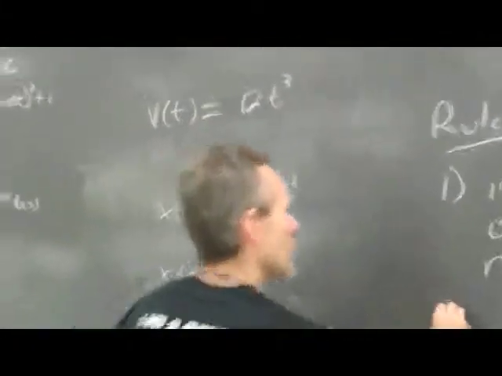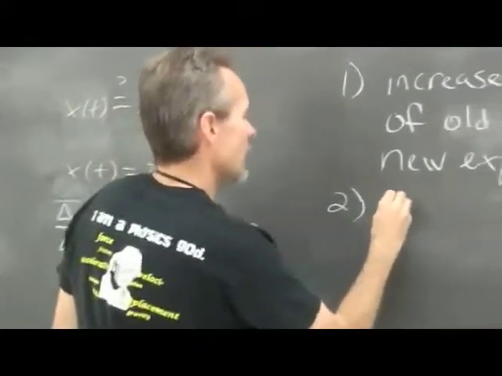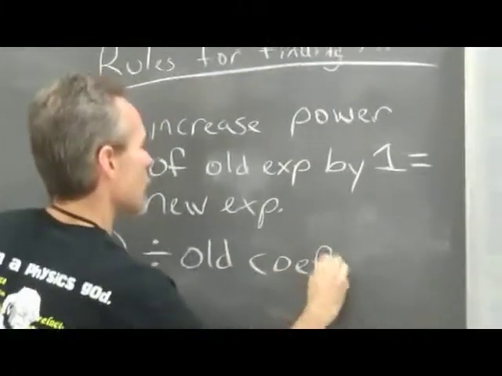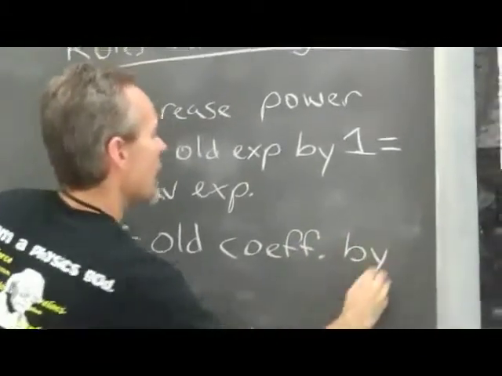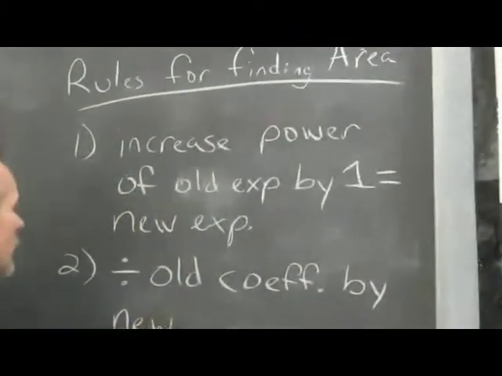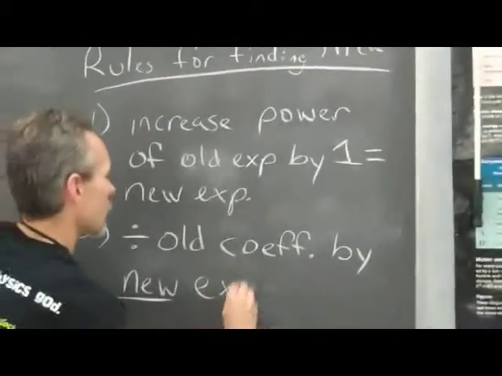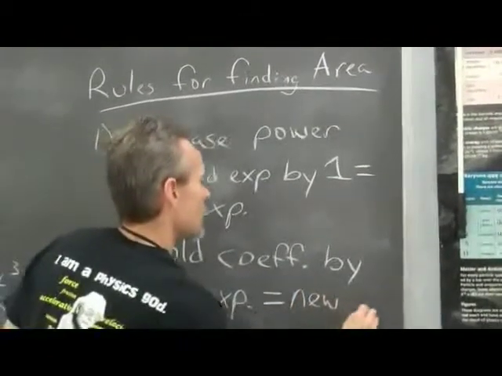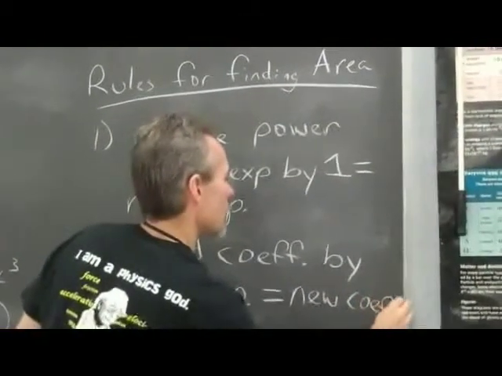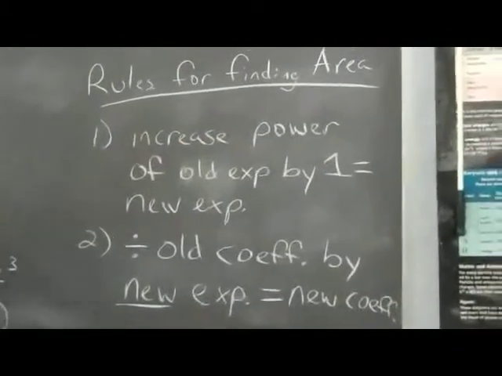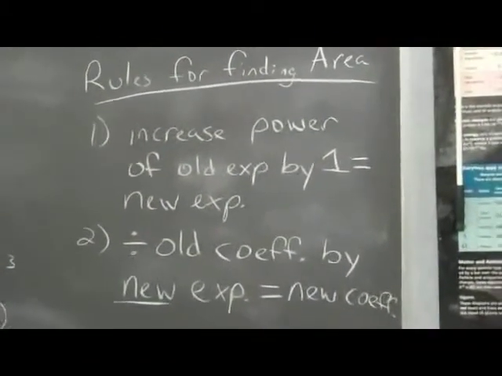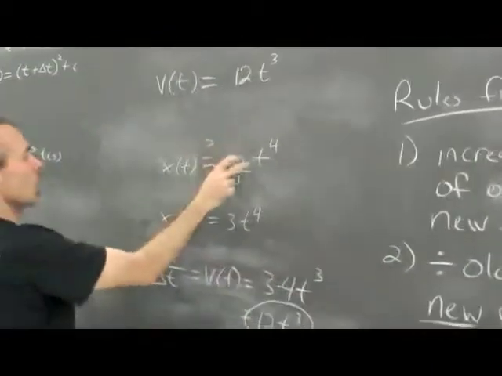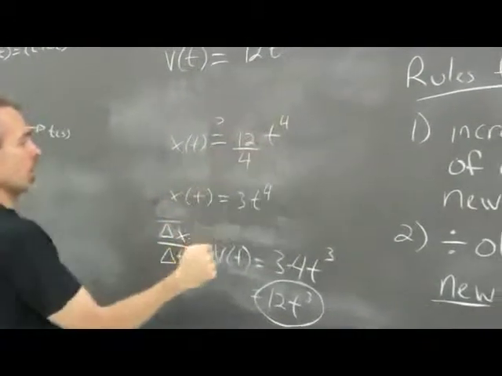And the second thing I did was I divided the old coefficient by the new exponent, and that equaled the new coefficient. Right? That's what I did here. So I increased this by 1, and I took the old coefficient and divided by the new exponent, and it worked.